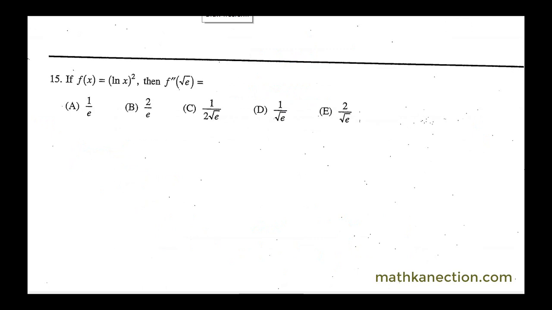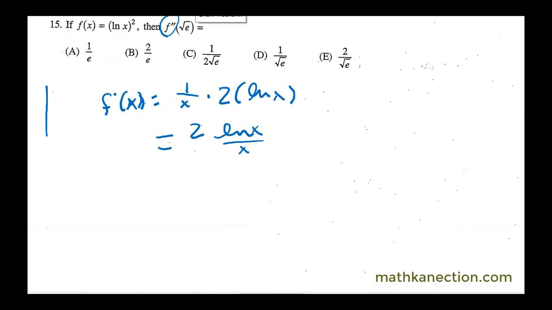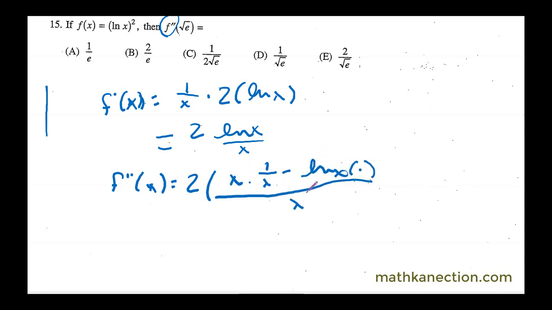Okay, problem number 5 looks like a straightforward second derivative, so I'll go ahead and get the first derivative, which, following chain rule, would be 1 over x, and then the derivative of the outside. So simplifying the problem, we've got 2 natural log of x over x. So doing a quotient rule, we've got low d high minus high d low over low squared. So that's x times 1 over x minus natural log of x times 1, all over x squared.